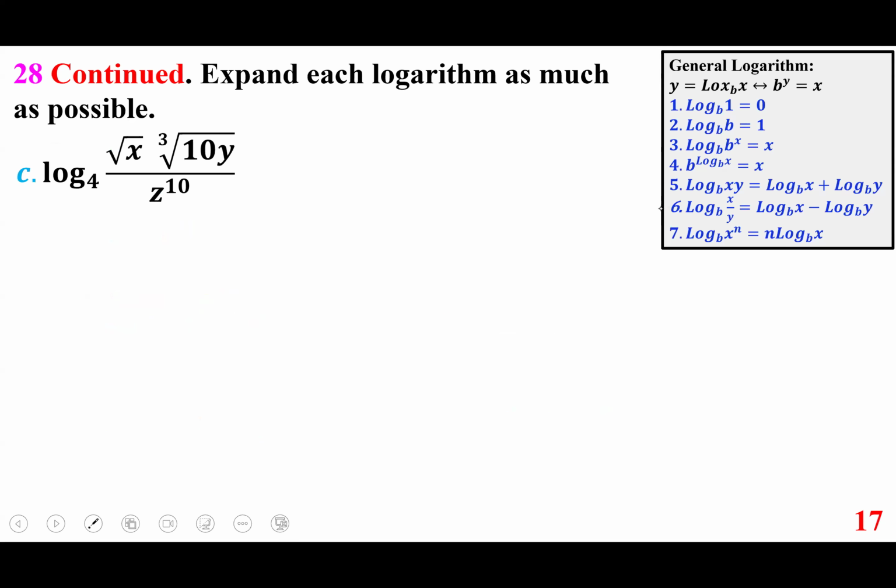So this one is as complicated as it gets. Again, it can be done in one shot, but let's do it in a few steps so everybody understands. So first and foremost, we're going to go with number 6, the quotient rule, and say log of the top minus log of the bottom, same base before. So that is number 6 first. So log base 4 of square root of x cube root of 10y minus log base 4 of z to the power of 10. This one is x to the power of 1/2. This is 10y to the power of 1/3.